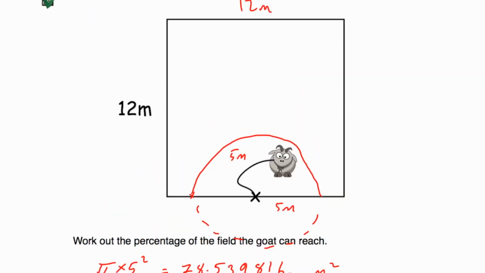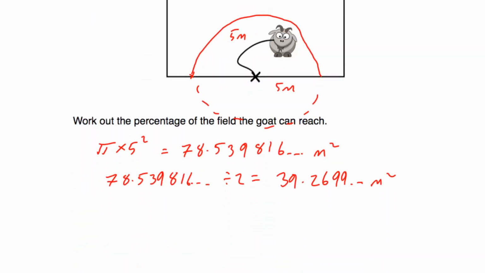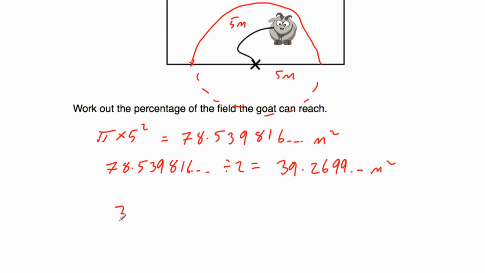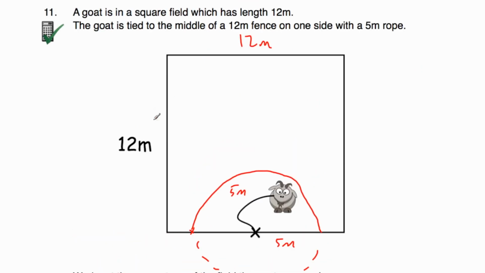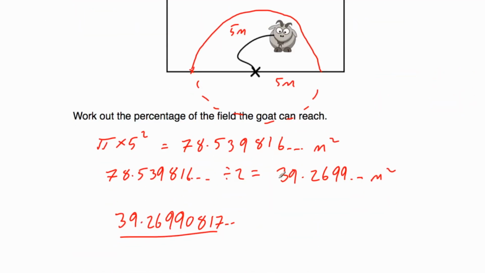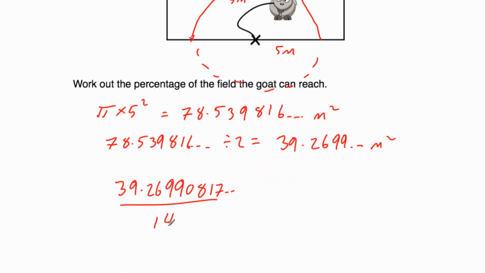Now we've been asked to work out the percentage of the field the goat can reach, so we need to write that as a fraction. The goat can reach 39.26990817 and so on out of the whole field. Now the area of the whole field, it's a 12 by 12 square, so to find the area of the whole field we're going to do 12 times 12, which is equal to 144 meters squared. That's the area of the whole field. So the goat can reach 39.2699 and so on out of the 144.